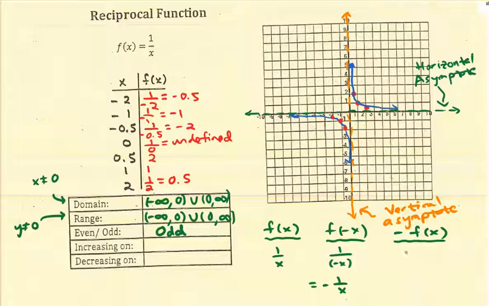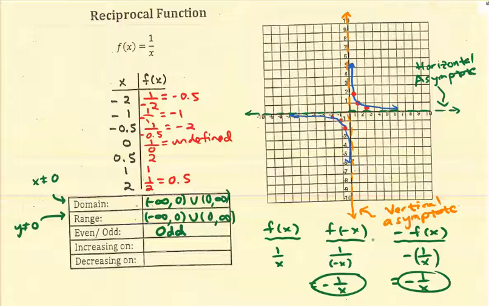Negative f of x requires that we take the original function 1 over x and multiply it by negative 1, which of course you can just abandon the parentheses to get negative 1 over x, and you'll see that the expressions for f of negative x and negative f of x are exactly the same. So for this reason, from the analytical perspective, that justifies that this graph is an odd function.